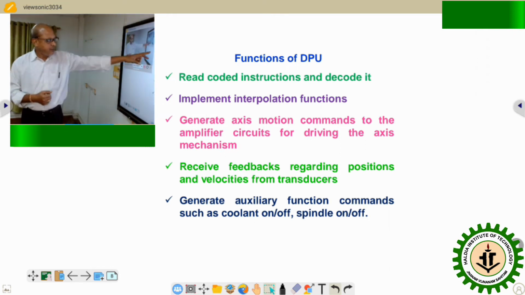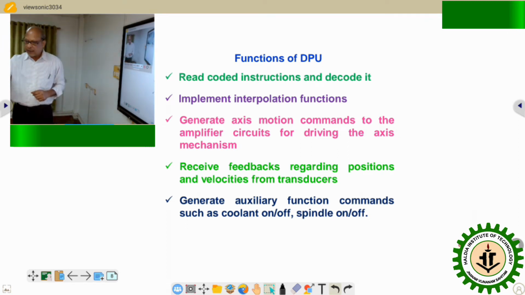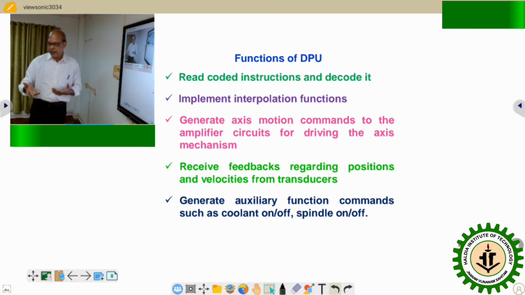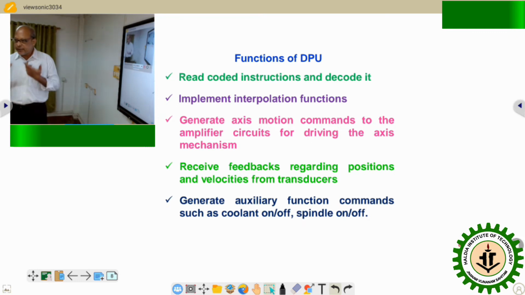First, read coded instructions and decode them. As I told in the beginning, it is written in a high level language, so it has to be converted to the corresponding machine language. This conversion is called decoding. So read the coded instruction and decode it so that the machine can understand it and can carry out arithmetical or other calculation, whatever is required, in that particular format.